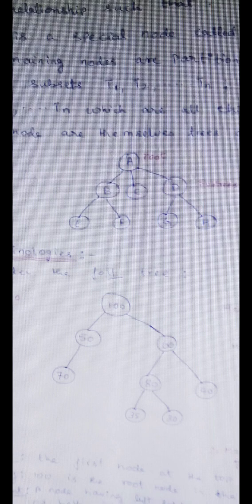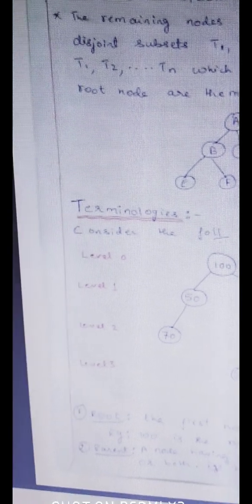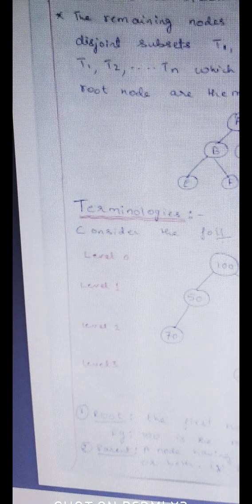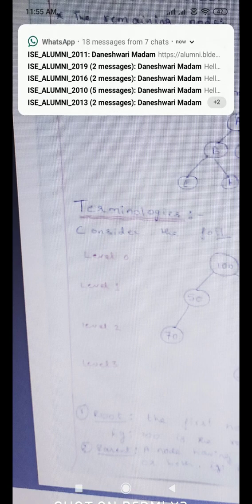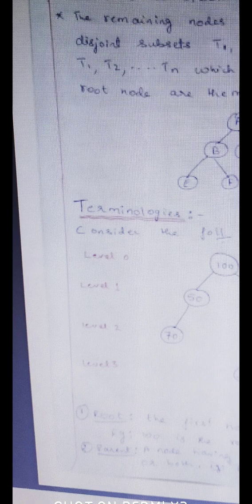Level: the distance of a node from the root node is called its level. Here nodes 35 and 30 are at level 3, because 100 is at level 0, level 1 is 50, level 2 is 70, and 35 and 30 are at level 3. Height: we have 3 levels, so the total height is 4. These are the terminologies we use for a tree.